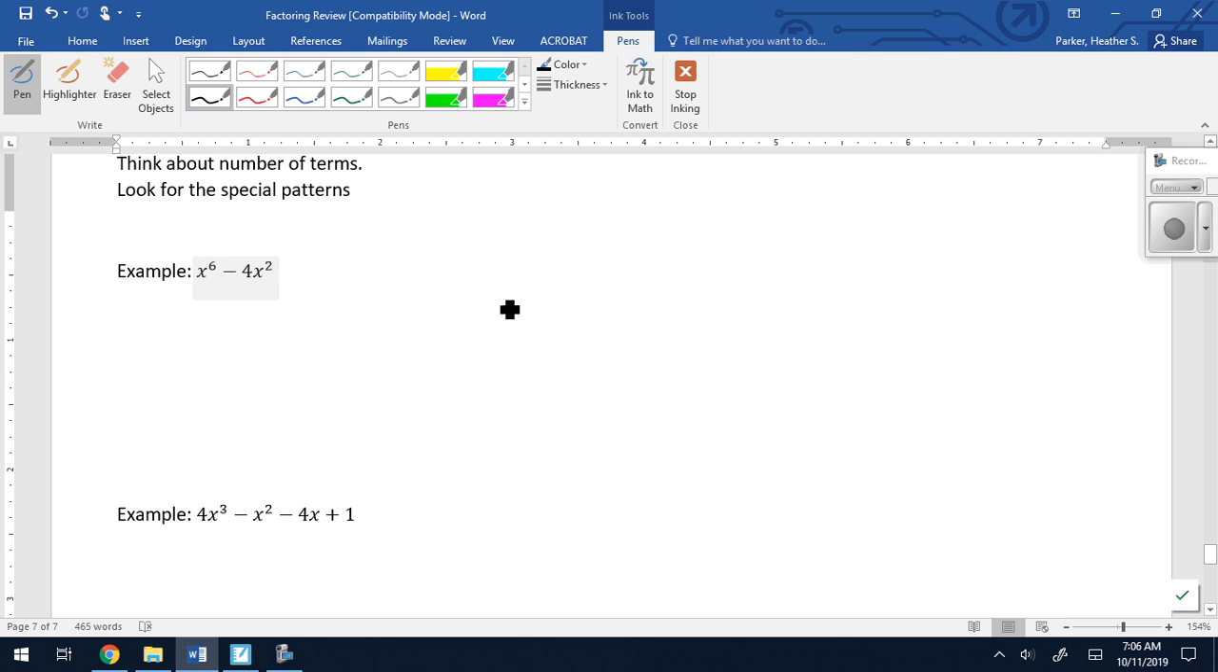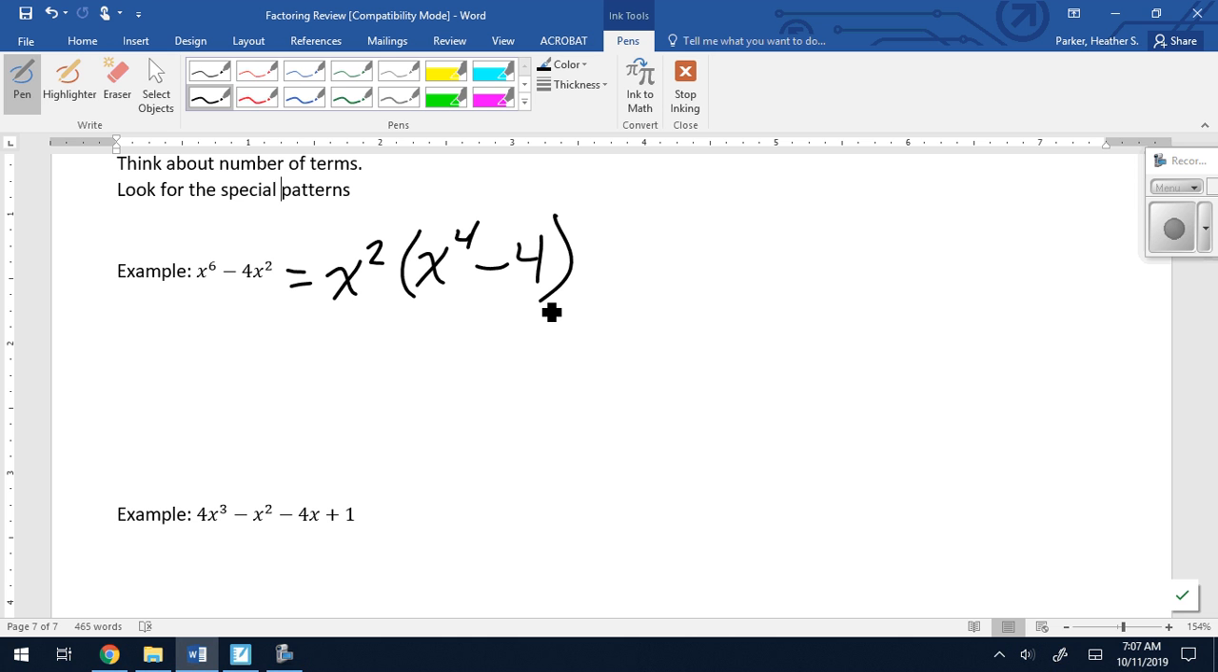is this x to the 6th minus 4x squared. So I look at it, and the first thing that I notice is that there's an x squared in common. So I can start by pulling out that x squared. Remember, to get what goes inside the parentheses, I'm going to divide by x squared. So x to the 6th divided by x squared is x to the 4th minus 4, and the x squareds would cancel. Redistribute to make sure that it works.